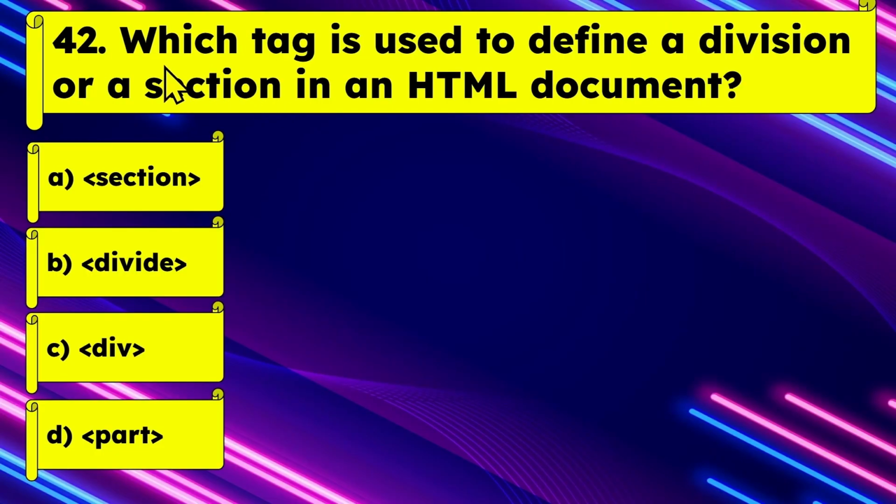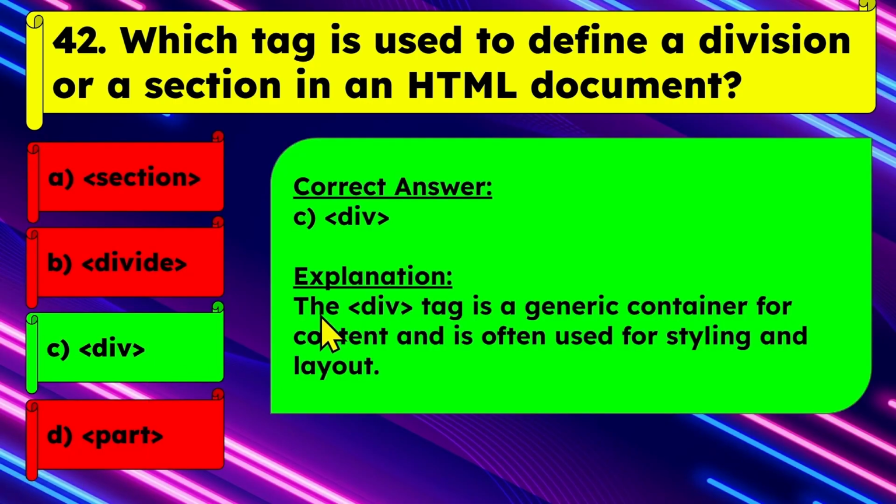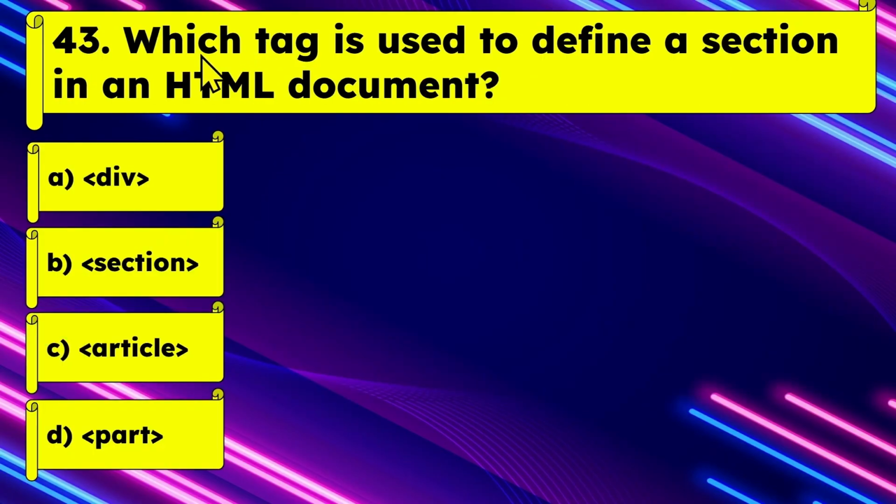Our next question is, which tag is used to define a division or a section in an HTML document? Option A is section tag, option B is divide tag, option C is div tag, or option D is part tag. So here the correct answer is the div tag. You can read that the div tag is a generic container for content and is often used for styling and layout.